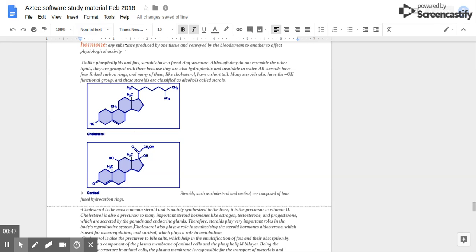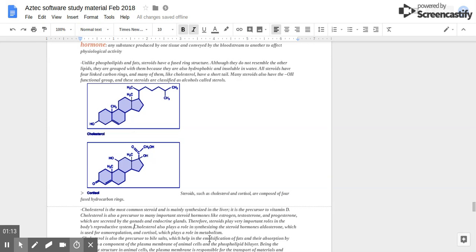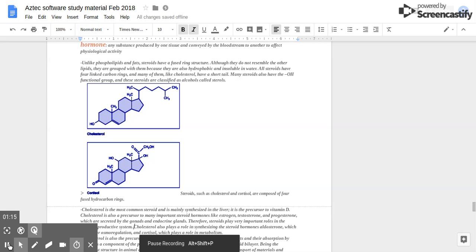These control communication between cells and tissues and affect physiological activities. They affect such things as reproduction, development, as well as osmoregulation, which is the maintenance of concentration of solutes in the system, as well as metabolism. So those are the roles of steroids.